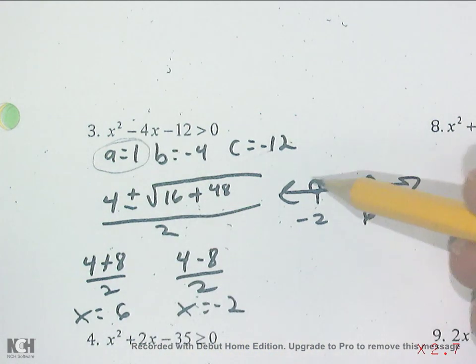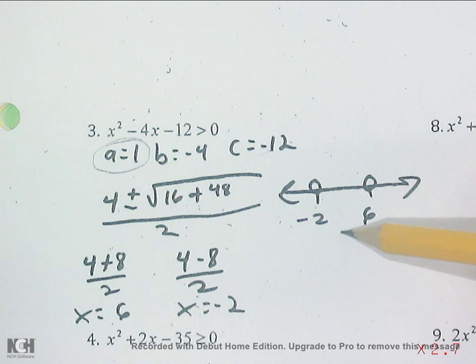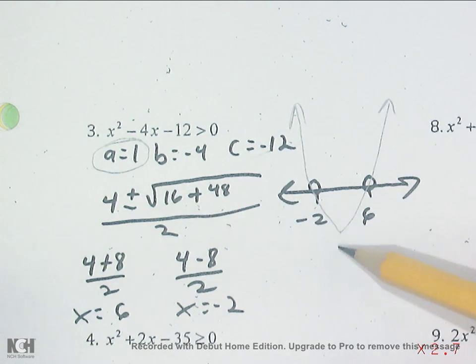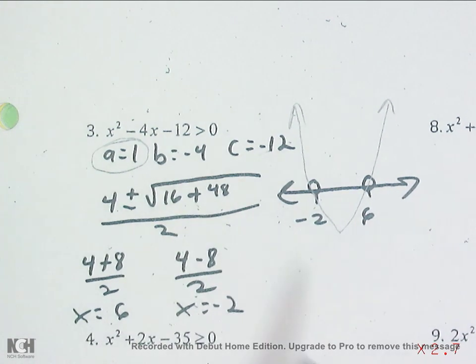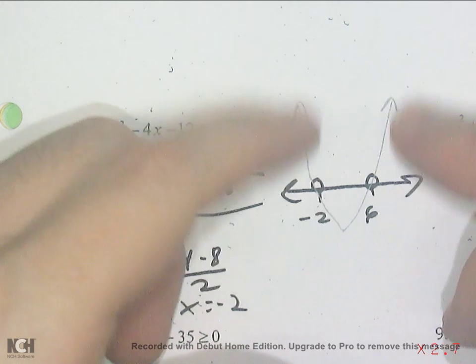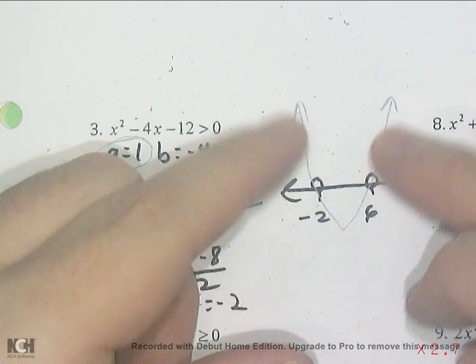So if it's opening up, that means it has to have a vertex below these points. And I'm drawing this in pencil because this isn't technically part of my graph of the inequality. Okay? So it is technically down below. So if I'm looking for where this parabola would be above 0, it's when it is above my number line here, right? So what values are above the number line?